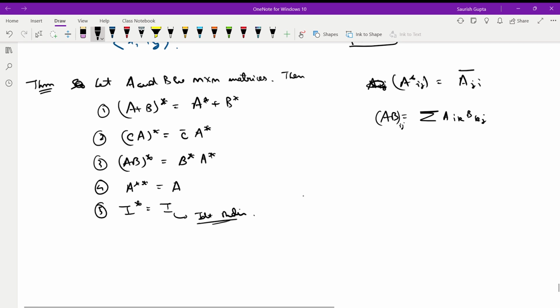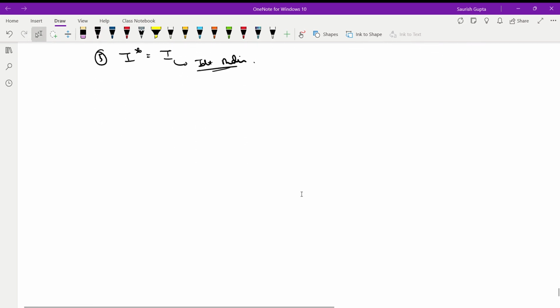Whatever. Let's come to the topic which I directly want to cover in this lecture, which is what we call the least square approximation. The least square approximation.